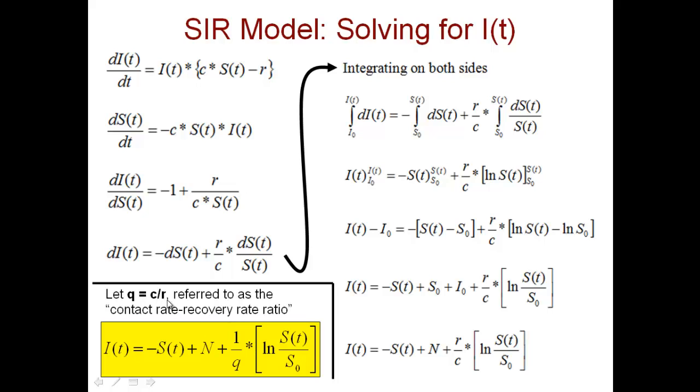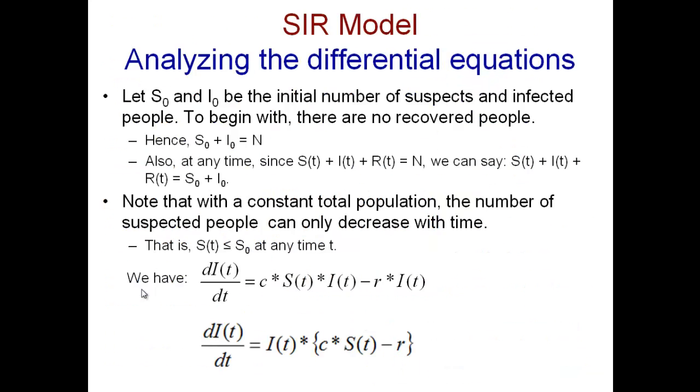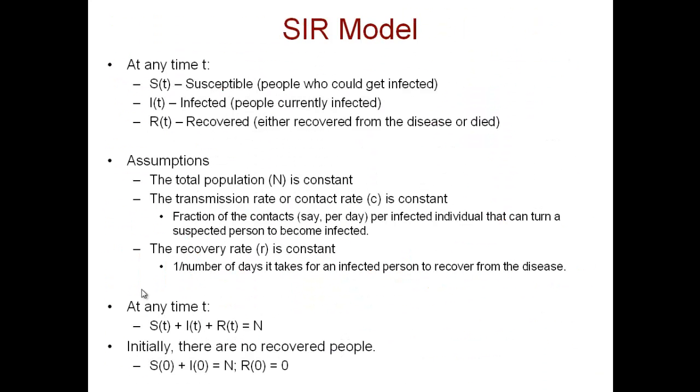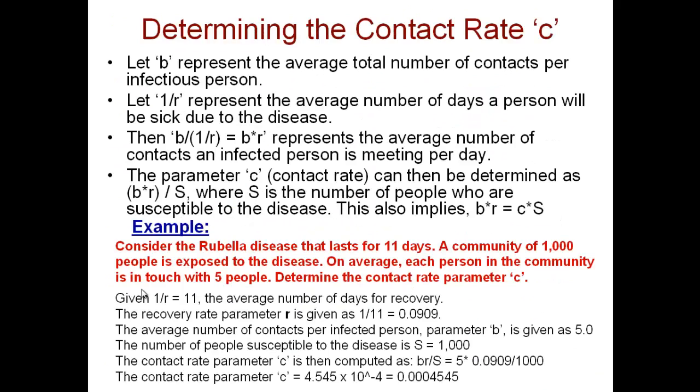So again, 1 over r is the average number of days the infection is likely to exist in a person, and c we saw from the previous video how to determine c based on this r times b over s, the number of people who are susceptible to disease at any time.